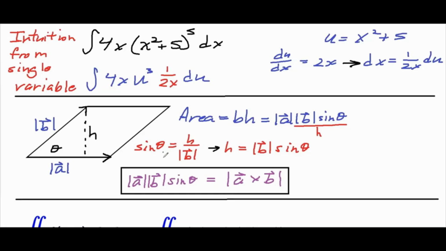What is the Jacobian and where does it come from? Before I start, I want to look at kind of an intuition from single variable calculus, which if you're watching this video, you're probably familiar with.